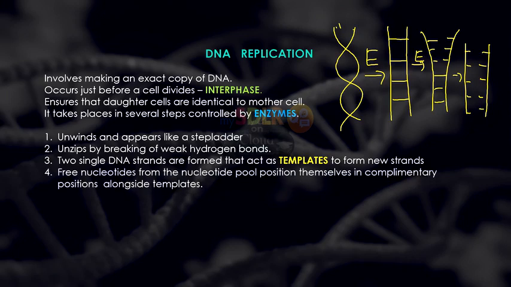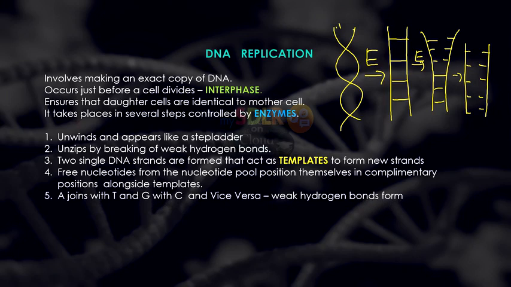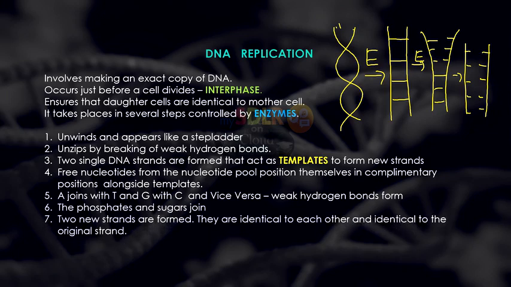Free nucleotides from the nucleotide pool position themselves in complementary positions along the templates. Adenine joins with thymine, guanine will join with cytosine, and vice versa. When they join, they form weak hydrogen bonds. The phosphate and sugar then join, and lastly, two new strands are formed. They are identical to the original strand, and they are identical to each other. So basically, we have made exact copies of the DNA.